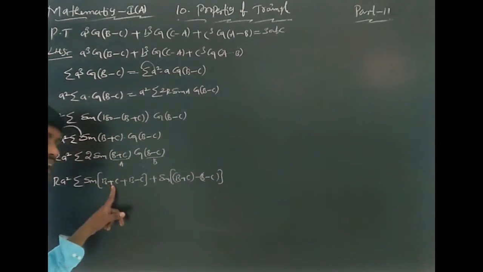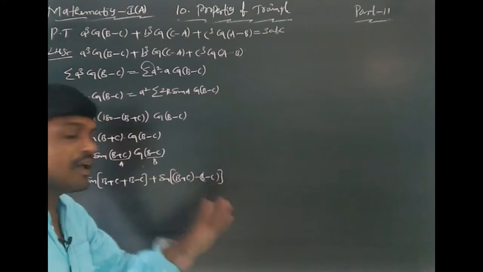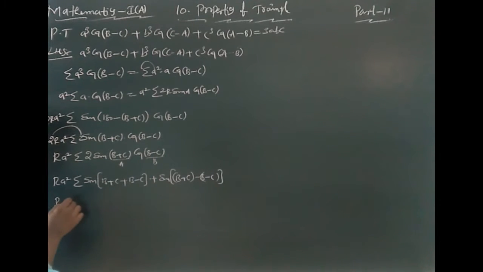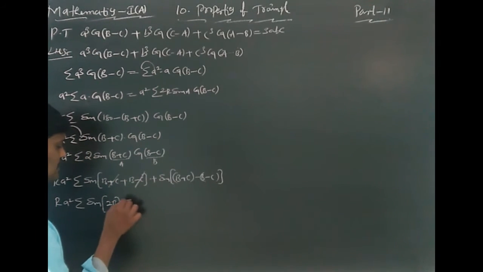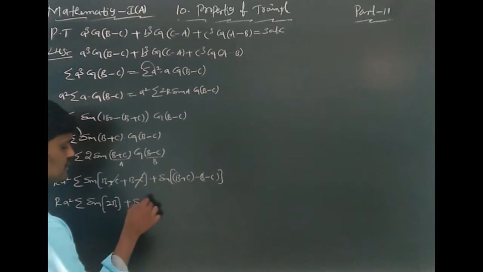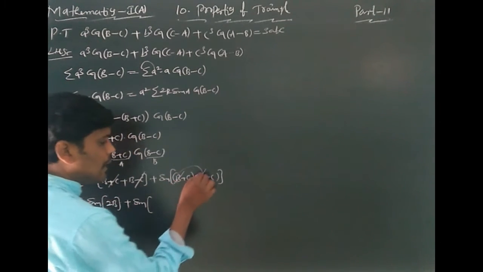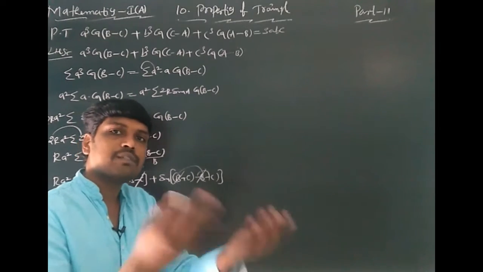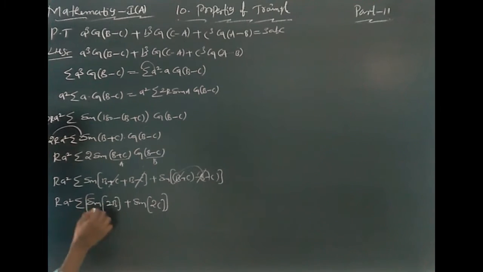In place of a you can write b plus c, and in place of b you can write b minus c. After that, r into a square summation of sine of, here minus c gets cancelled, remaining b plus b, which is 2b. Plus sine of, here b minus b gets cancelled, plus c plus c, how much? 2c. Sine 2c.